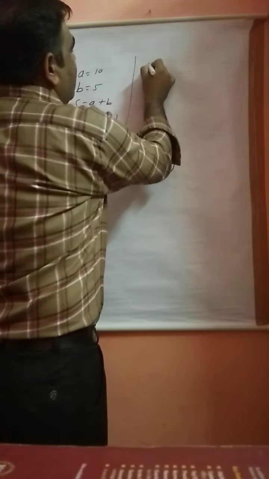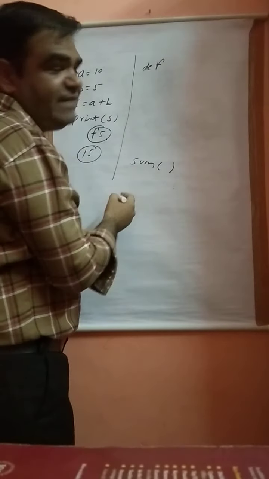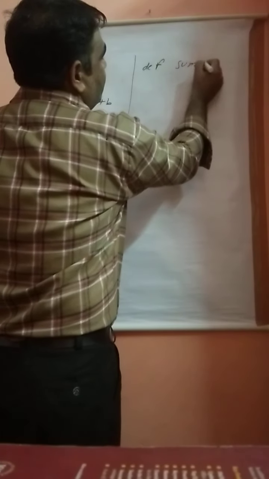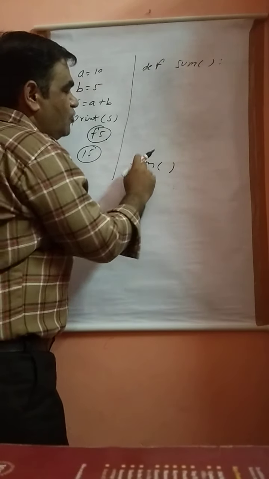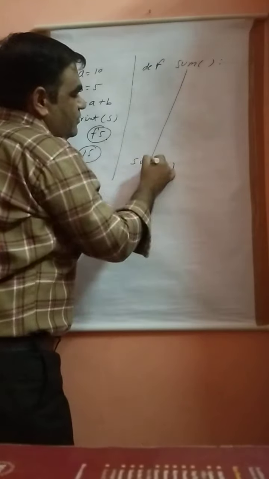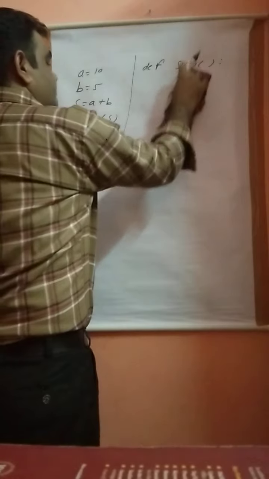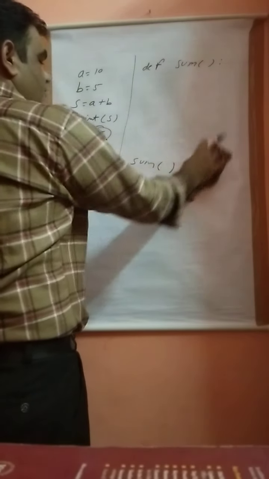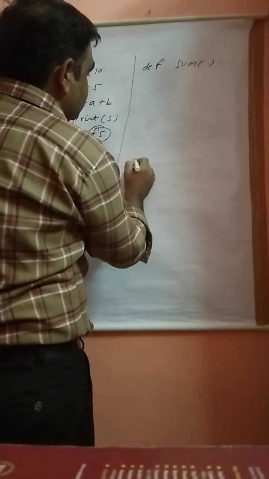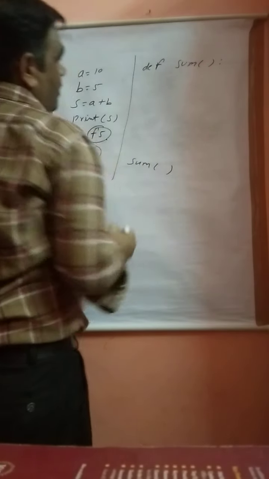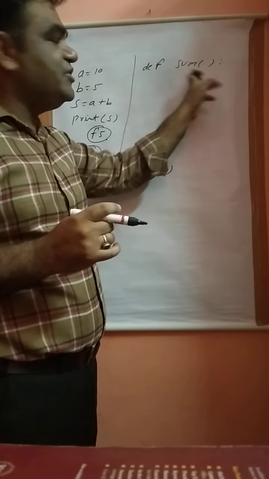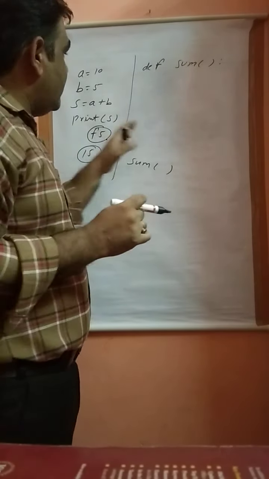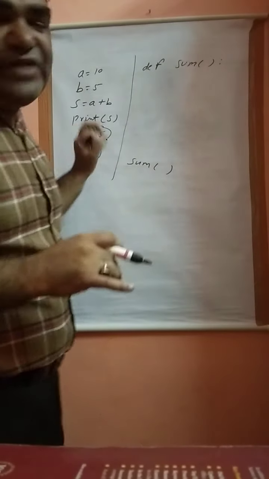definition. And you know very well the function definition always starts with the def keyword, and the name should be the same as the function call, that is sum. Both names are the same. First we declare the function name or function call, and after that we declare the function definition or function header, and after that we write the statements inside the function definition.